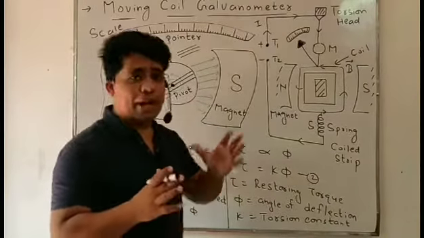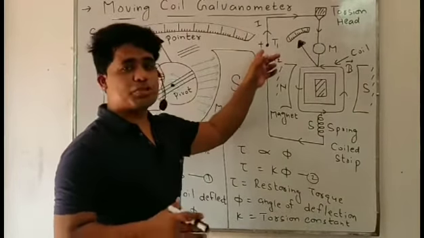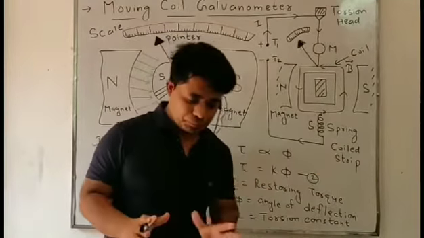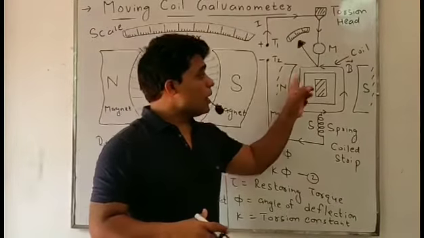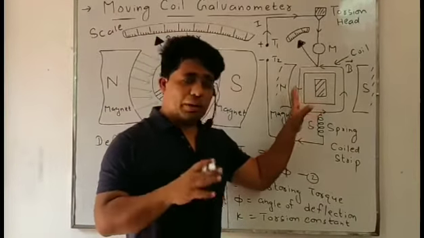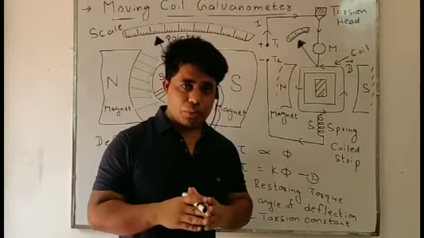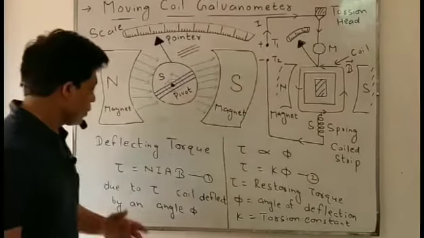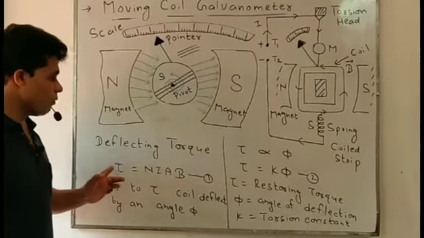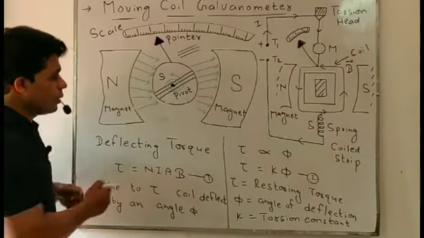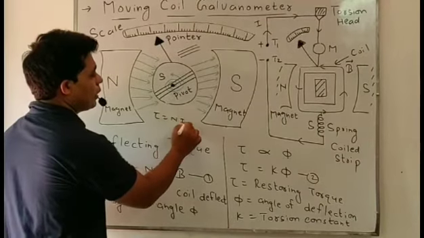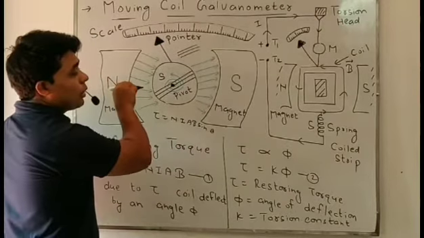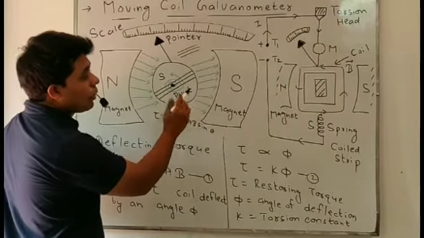Look students, as soon as you flow the current with the help of the terminals by using a battery or cell, the current will flow in this rectangular coil. We know that whenever a current carrying coil is placed in a magnetic field, it experiences torque. That is called deflecting torque, given by the formula NIAB sine theta.